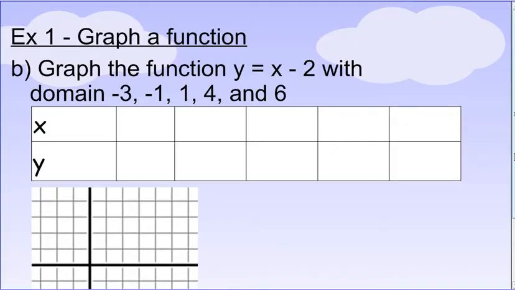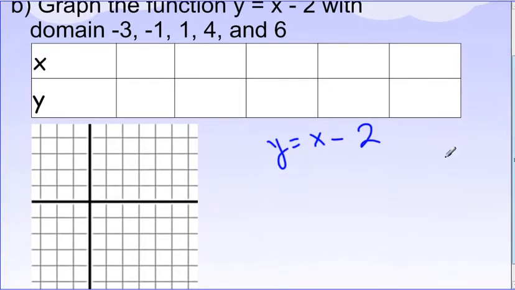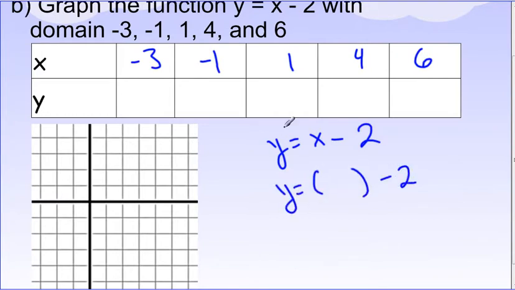Letter B. We want to graph the function y equals x minus 2, and it gives us this domain. So the domain is -3, -1, 1, 4, and 6. So we're going to plug in the x values to get our y values. -3, so if I plug in a -3, -3 minus 2, I know this is a little harder, we haven't done integers yet, but -3 minus 2 would give us a -5. Because if you're at negative 3 and you get 2 smaller, you'd be at negative 5.